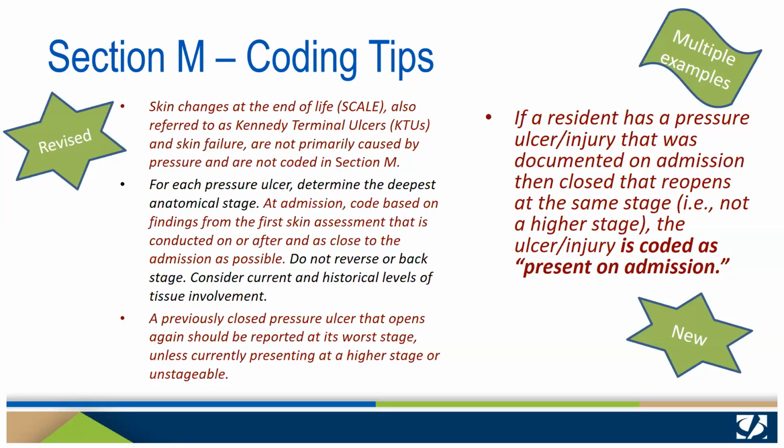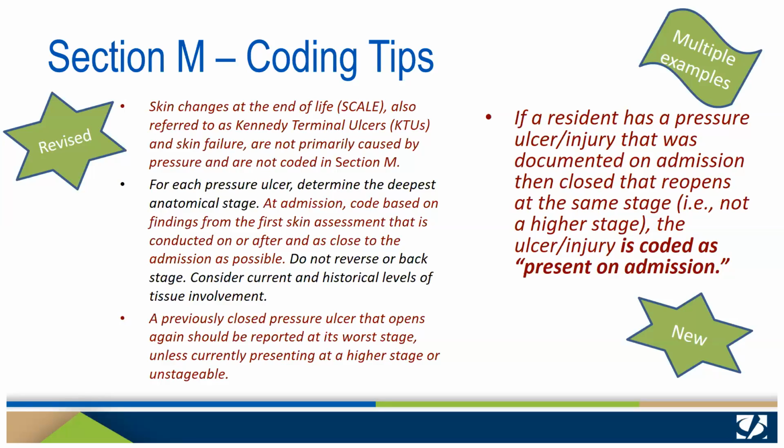The part that we really want to look at, and that's new, and they've given a lot of examples in the RAI manual, is if a resident has a pressure ulcer injury that was documented on admission, then closes and reopens at the same stage, we can code that as pressure ulcer injury as present on admission. So it was present on admission, a stage 2, it closes, 9 months later, it reopens at the same spot. As long as it's a stage 2 or lower, or reopens at the same stage, a stage 2, we can code that as present on admission.